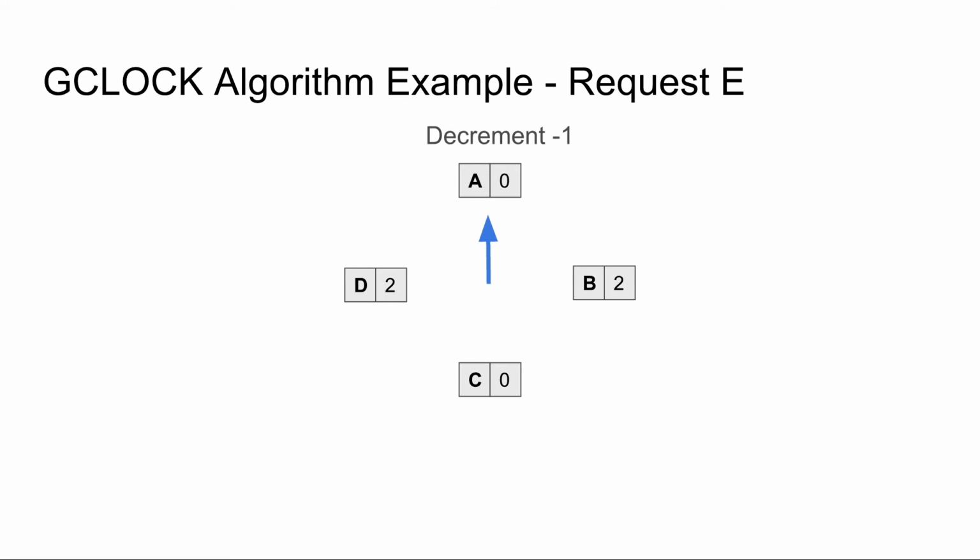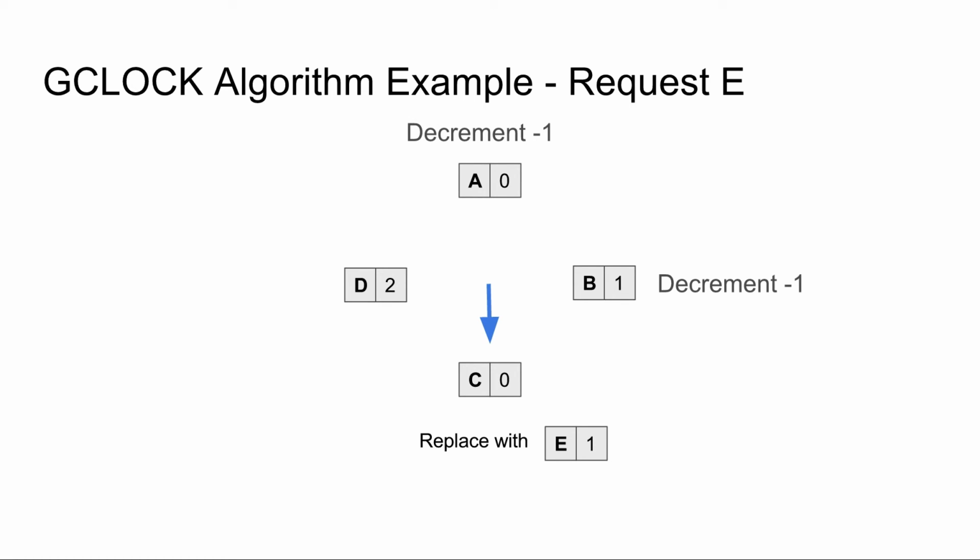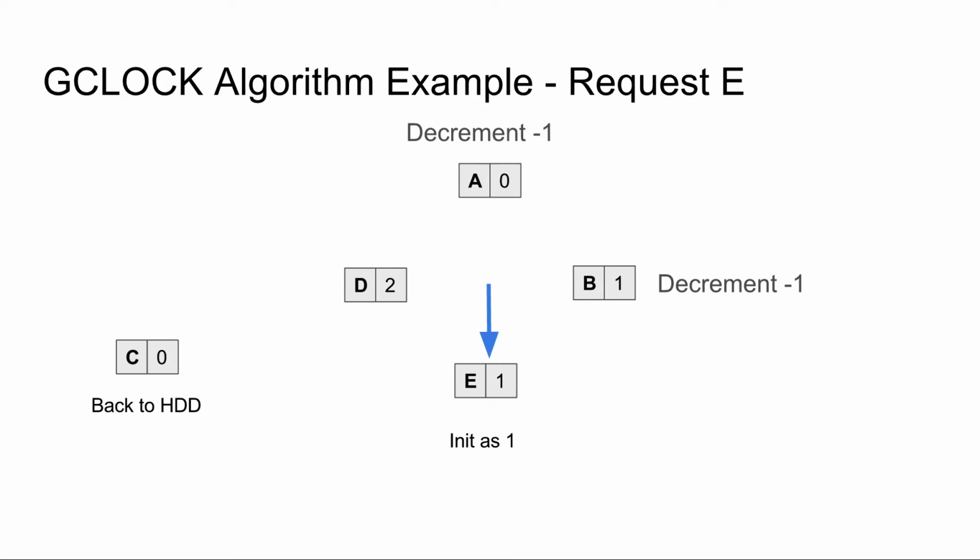For the next example, we'll request E. E is not actually in the buffer yet, so we have to rotate around until we find a page that already has a reference counter of 0. A has a reference counter of 1, so that becomes 0, but that doesn't mean we remove it. We go to B, which has a reference counter of 2, so we decrement it to 1. And we go to C, and C already has a reference counter of 0. That means we can replace C with page E, and because E is just being initialized, E has a reference counter of 1. Once C is removed from the buffer, it goes back to the relational database on the hard disk drive.